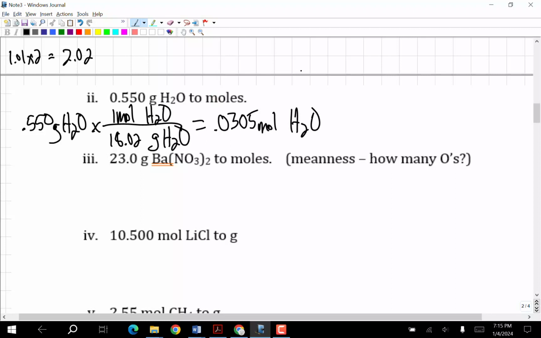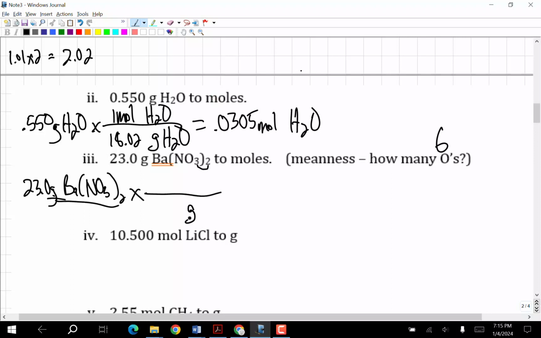Okay, so 23 grams of barium nitrate to moles. How many O's? Again, this is 6, not 5, right? Remember, you multiply those. So I'm going to start with 23.0 grams of Ba(NO3)2. Now, what goes in the bottom? Whatever your given unit is. I'm given grams of barium nitrate, so I'm going to put grams of barium nitrate on the bottom. Little g stands for grams, and little g stands for go to the periodic table. And I'm going to go into moles. So 1 mole of barium nitrate.